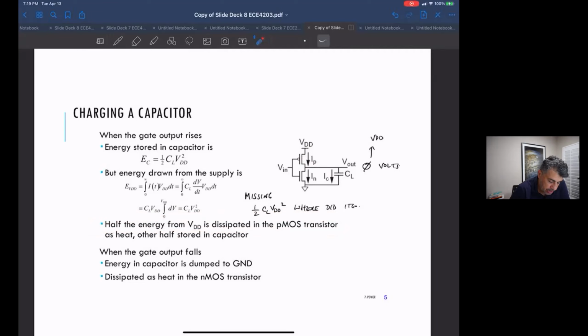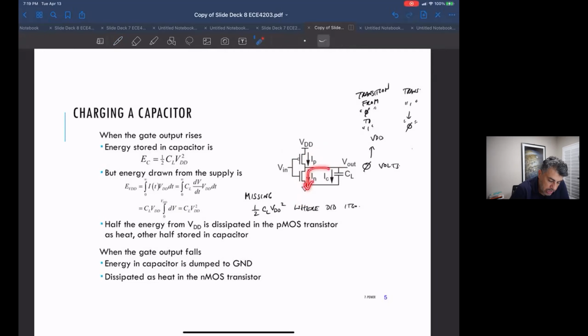Okay, and then next, this was a transition from a 0 to a 1 value. Now you want to transition from a 1 to a 0 value. In that case, you turn the PMOS off. The output is at VDD, and you want to discharge it to ground with the NMOS. Then you just discharge it to ground.